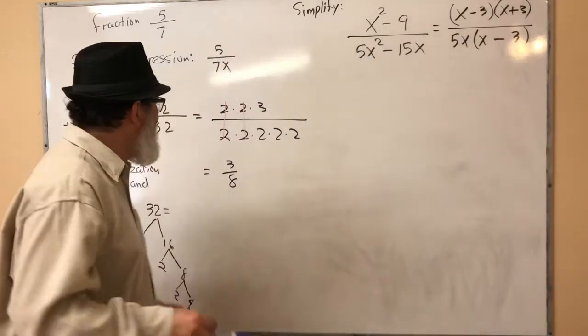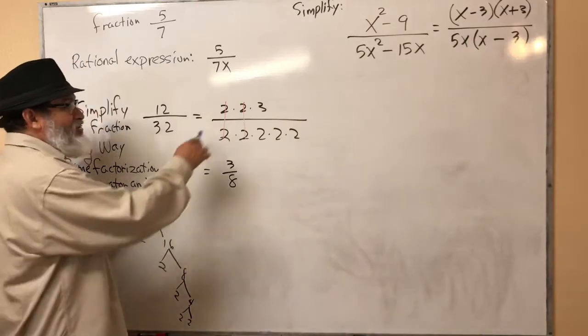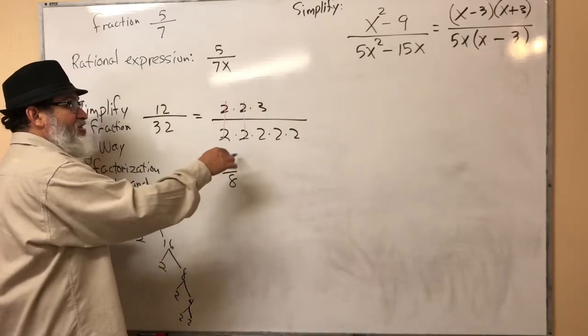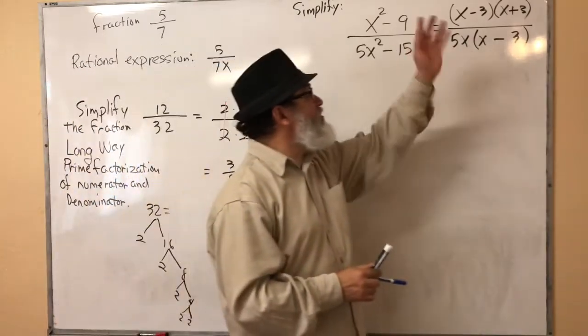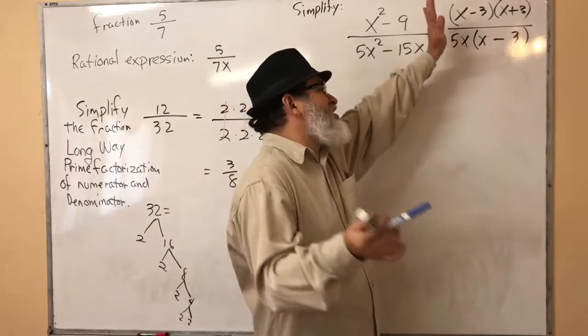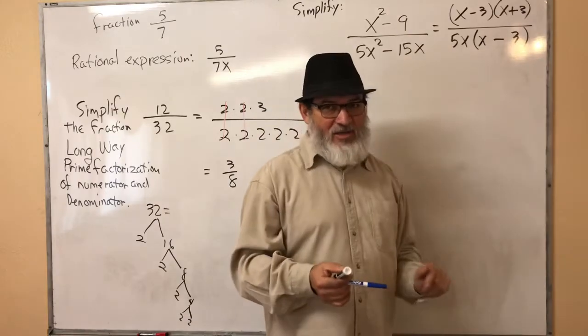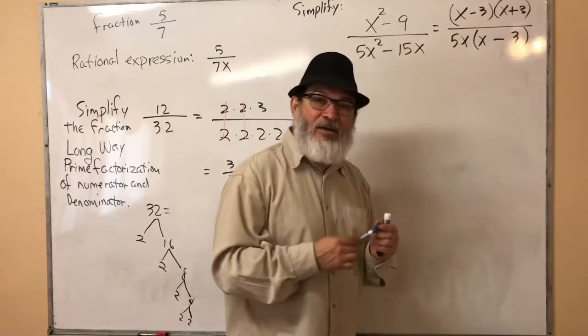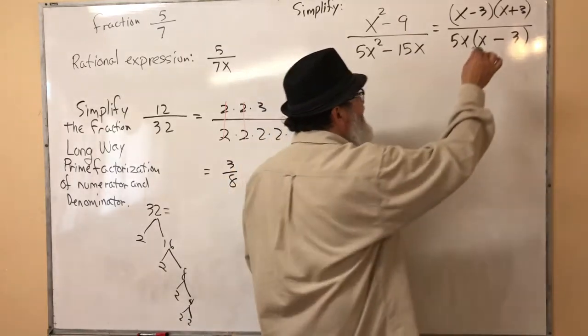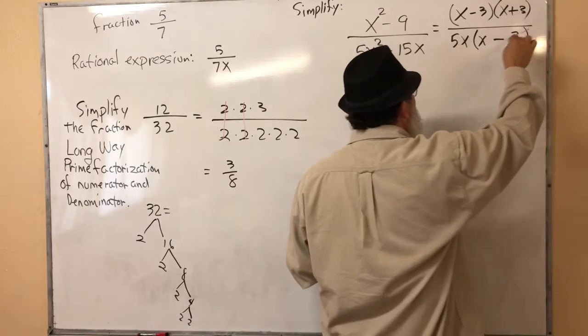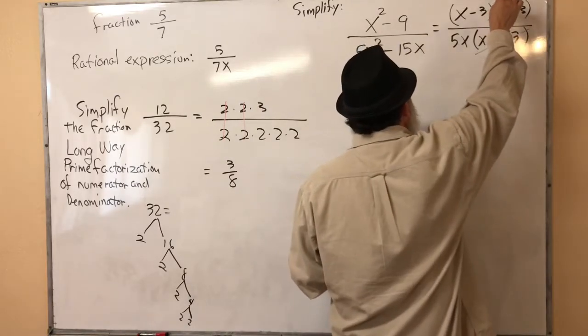And now, here we cancel common factors. Note, in the numerator we have 2. In the denominator, we can say we have 3, a 5, an x, and an x minus 3. Okay? And look guys. This x minus 3 cancels this x minus 3.